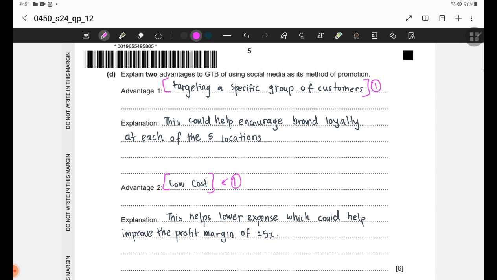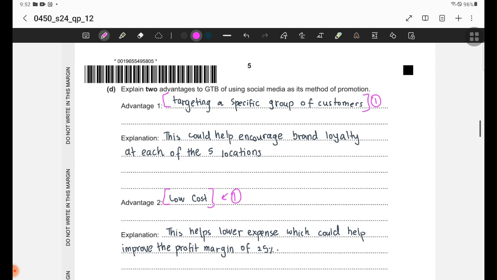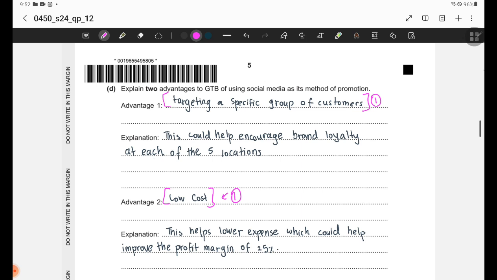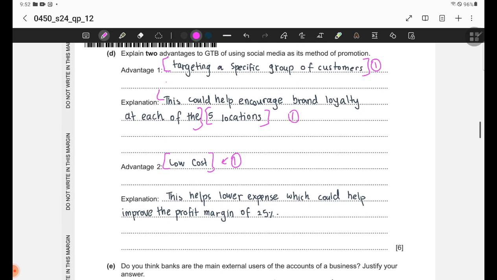Okay, so for your explanation, this is where you apply. Why is targeting a specific group an advantage? This will help encourage brand loyalty. These specific groups of people know that they're being targeted, and this will make them loyal to this brand. As an application, I choose to apply the 5 locations. So this is 1 mark and this is 1 mark, so total 3 marks.